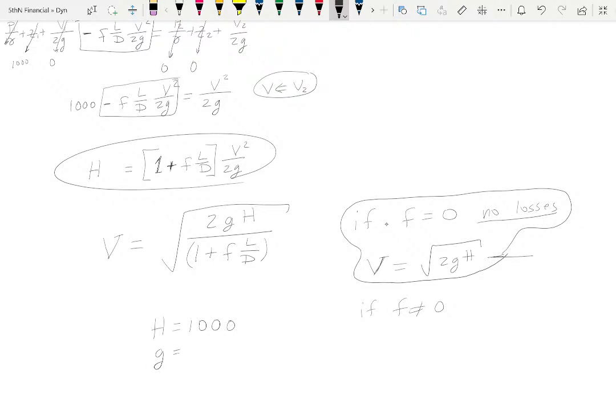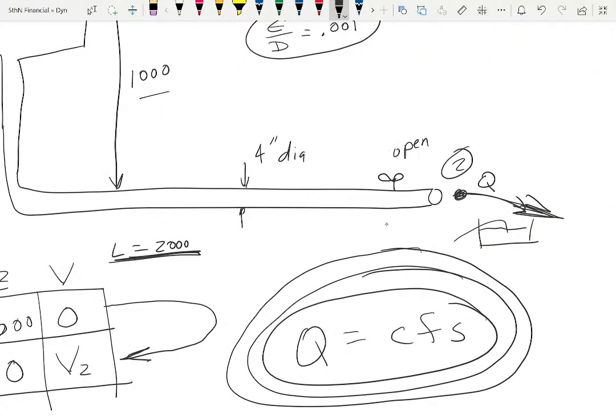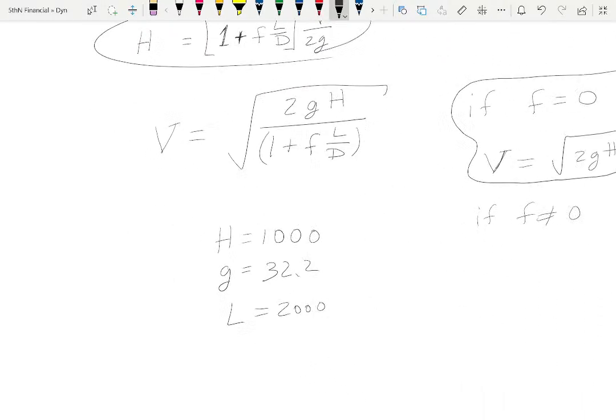Okay, so H is that. G is 32, 32.2. L was, what did I say, 2,000? Yeah, it's 2,000. This has to be larger than that, otherwise it's not possible. That would be physically impossible. So we made it 2,000. And D was 4/12. F is not available right now, but Moody will make it available. We'll deal with that in a minute.